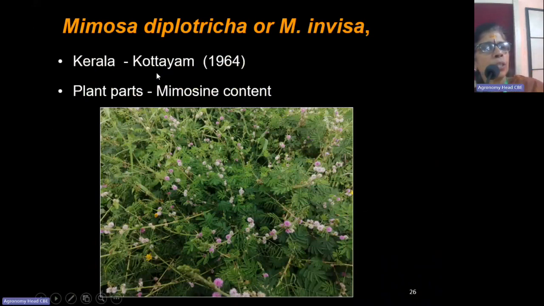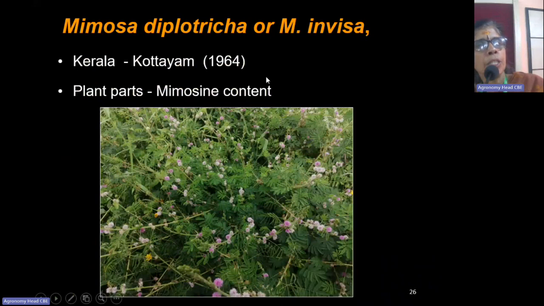This is Mimosa diplotricha or invisa, during my PhD. Now in the viva also I was asking which is a weed with a high mimosine content, so the student was unable to answer. Probably this is not a problem in Tamil Nadu, but in Kerala it is a very severe problem. On roadsides and everywhere you can see it.